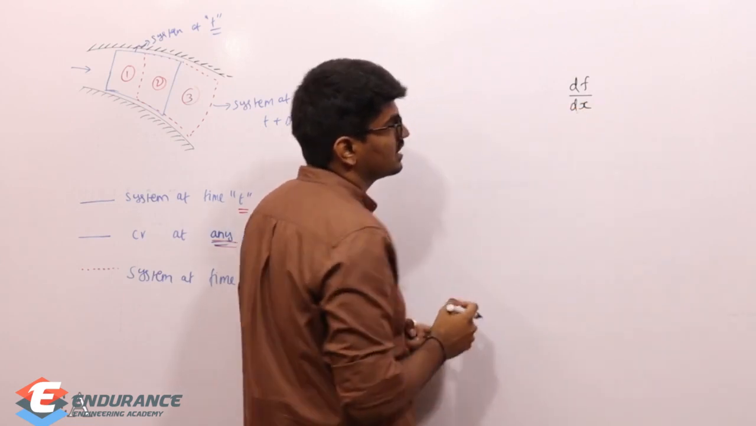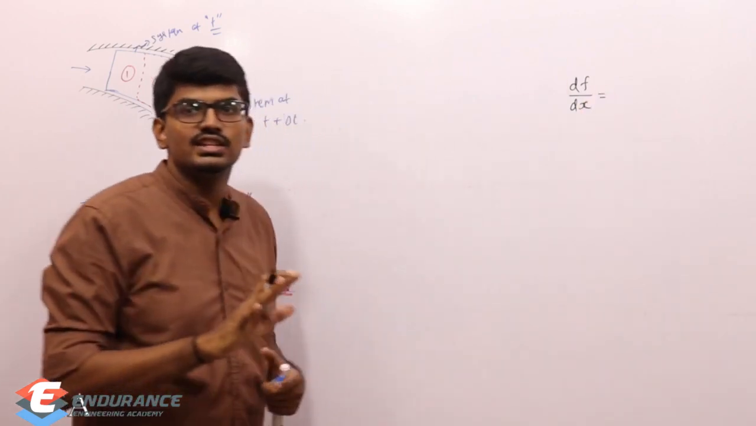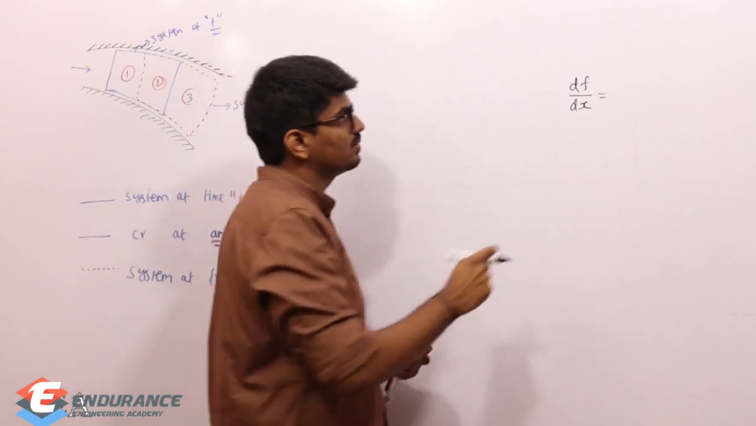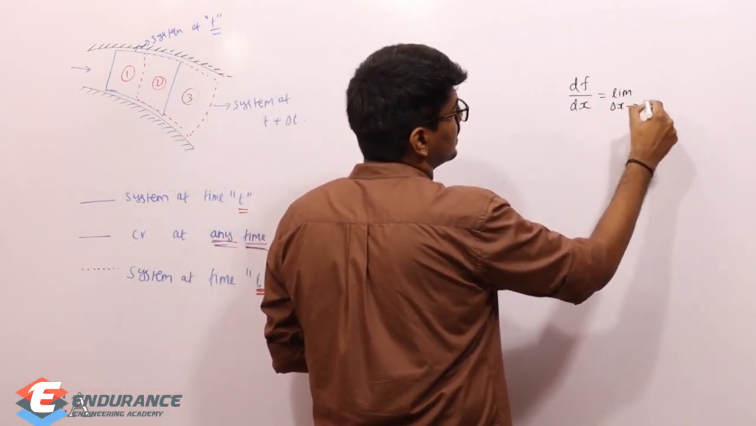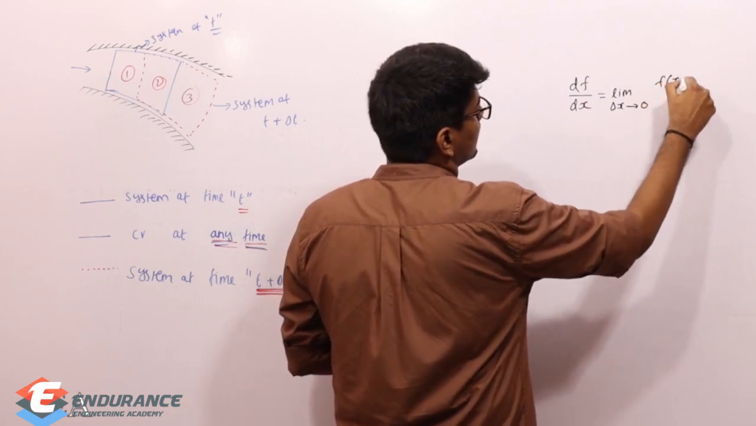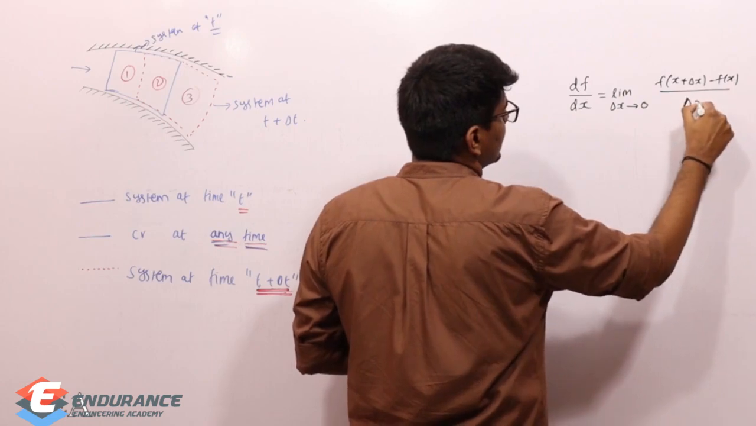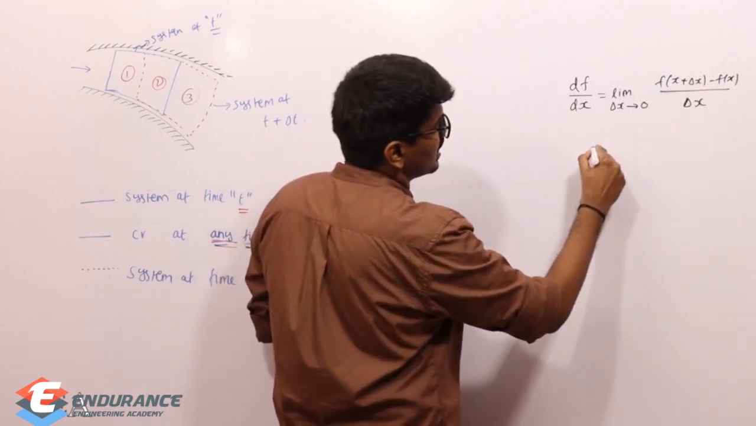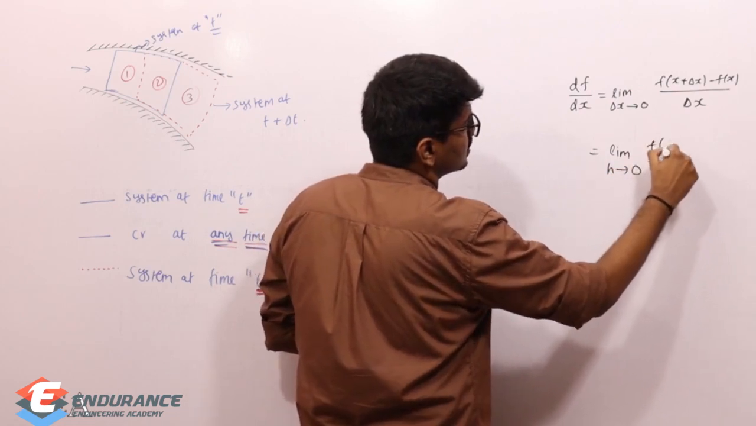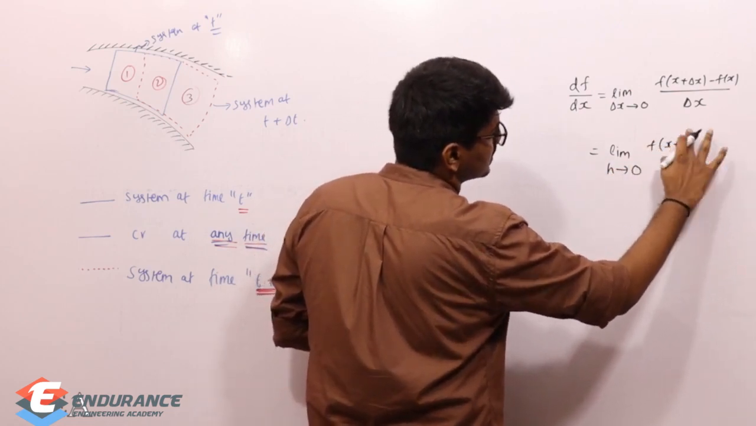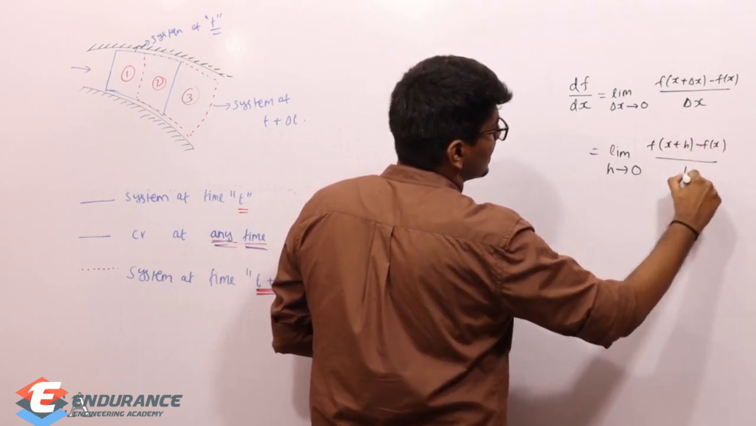Okay, if I want to differentiate with respect to x, how will you write the basic differentiation formula? Simple: limit delta x tending to 0, f of x plus delta x minus f of x by delta x. Sometimes instead of delta x, we will use h tending to 0, f of x plus h minus f of x by h.